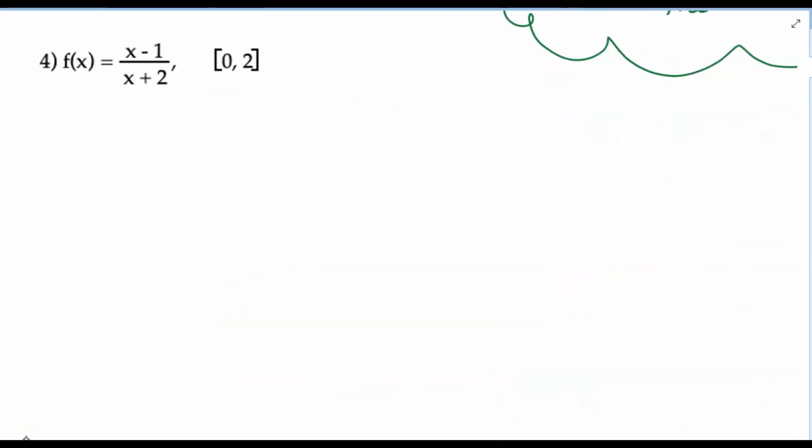Okay, now we're taking a look at this next example, f of x equals x minus 1 over x plus 2 on the interval from 0 to 2. Well, it's a rational function, and it's important to note here that the domain restriction is actually x equals negative 2. All right, so what I'm going to write here is that f of x is actually continuous.